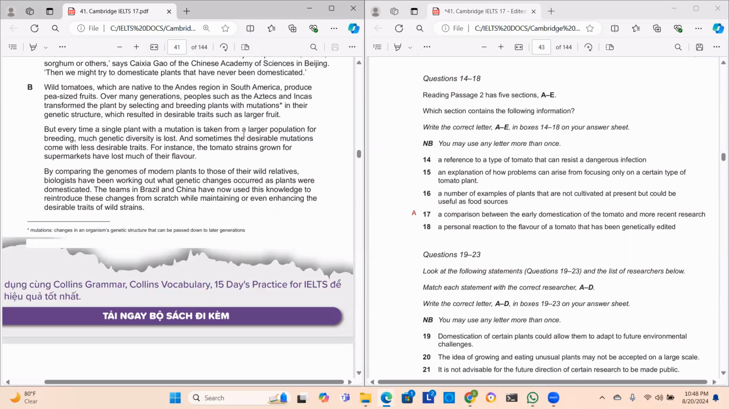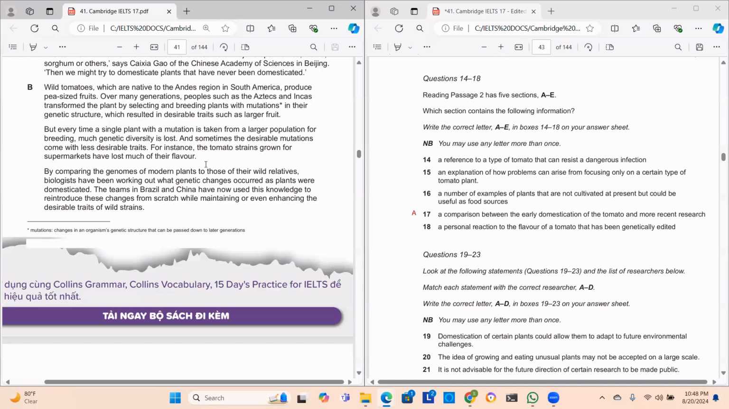And sometimes the desirable mutations come with less desirable traits. For instance, the tomato strains grown for the supermarkets have lost much of their flavor. Okay. Now here he's talking about the flavor. We read somewhere, right? Okay.